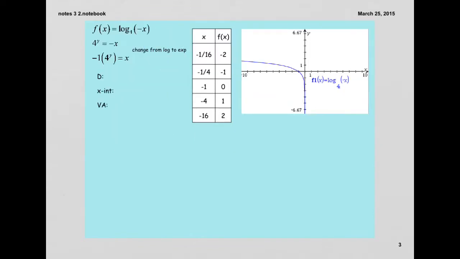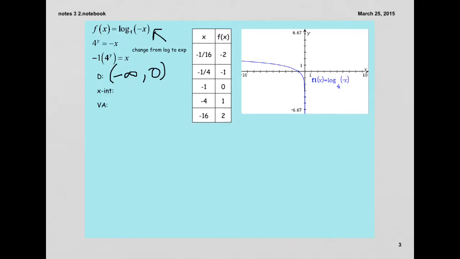Okay, in this one we're doing f of x is equal to log base 4 of -x. Well, again, we're going to change from log to exponential form so we can easily find the points, and that gives me 4 to the y equals -x, or -1 times 4 to the y equals x. Okay, that negative, what does it do? Well, it flips it over the y-axis because the negative was with the x. So that flips it over the y-axis. That means our domain then is going to be from -infinity to 0.